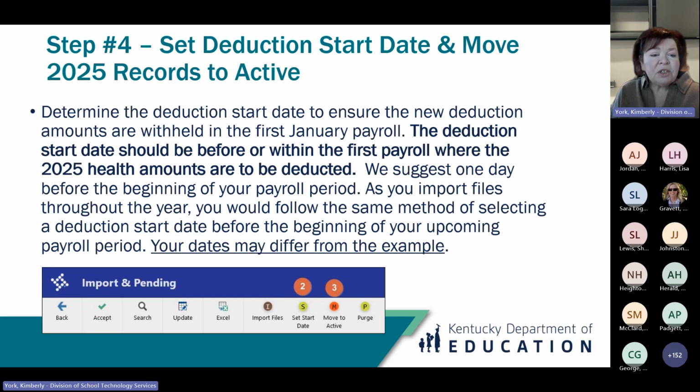You'll determine the deduction start date to ensure the new deduction amounts are withheld in the first January payroll. The deduction start date should be before or within the first payroll where the 2025 health amounts are to be deducted. We suggest 1 day before the beginning of your payroll period as you import files throughout the year. You would follow the same method of selecting a deduction start date before the beginning of your upcoming payroll period. Your dates may differ from the example.